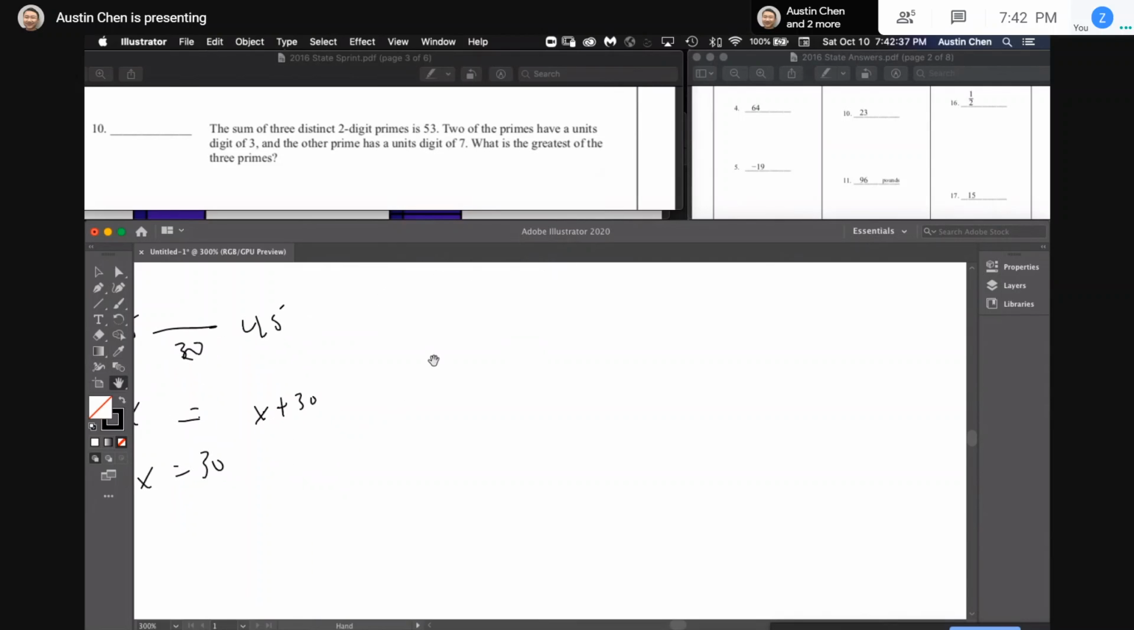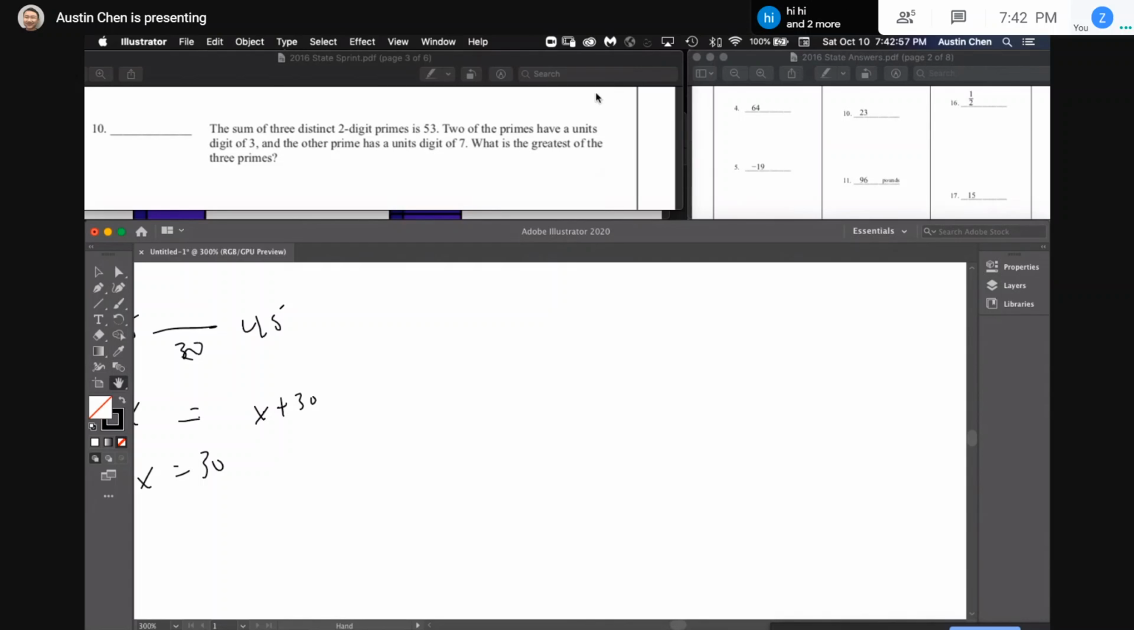Okay, number 10: the sum of three distinct two-digit primes is 53. Two of the primes have a units digit of 3, and the other prime has a units digit of 7. What is the greatest of these three primes?